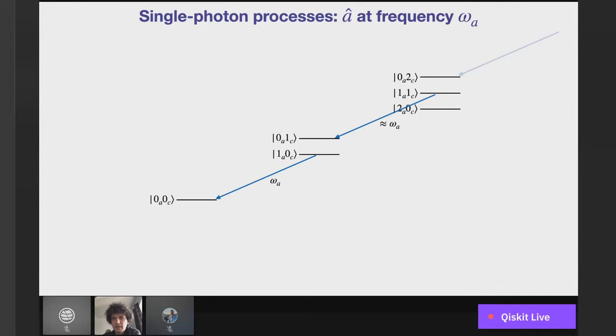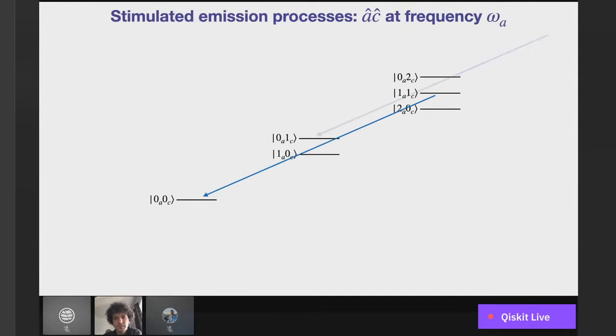Single photon processes, so single photon relaxation, A, this is like a sigma minus event, the qubit relaxes. And all of these arrows denote the pathways through which the qubit can lose a photon in the presence of zero cavity photons, one cavity photon, and so on and so forth. Stimulated emission processes are of the type AC, so you annihilate a photon on each one of the two degrees of freedom, two modes, and they look like these longer arrows.